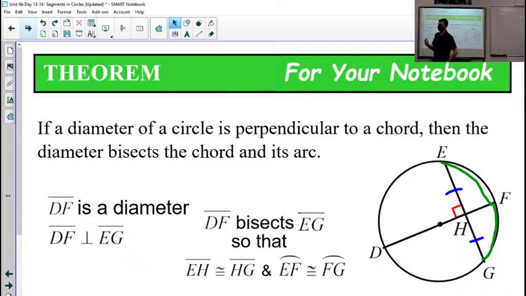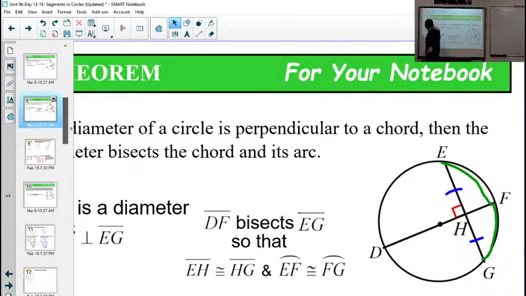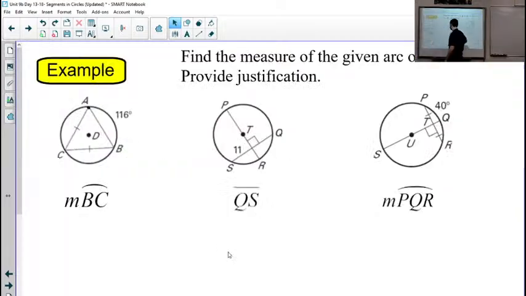Okay, and we'll have one more on this page that we'll do tomorrow. Okay, I'll come back to it at the end of the hour. Let me do this example, and then I'll come back to it. Let's try one that uses a couple of these theorems.